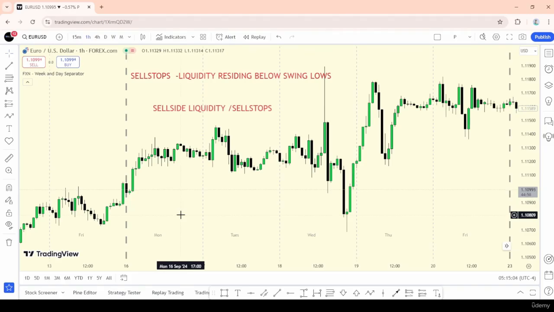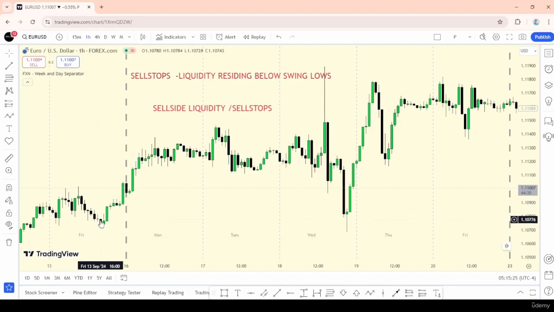Welcome back to this lesson. In this lesson, we'll be learning about sell stops. The whole idea behind sell stops is liquidity. Liquidity basically are orders residing below or above current market price. So sell stops are orders residing below, not above, below current market price.